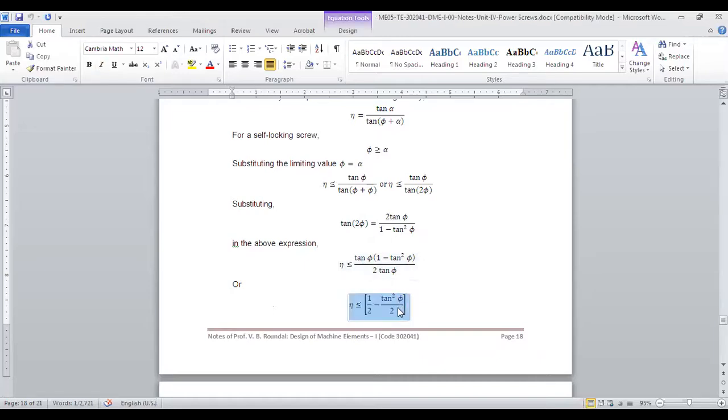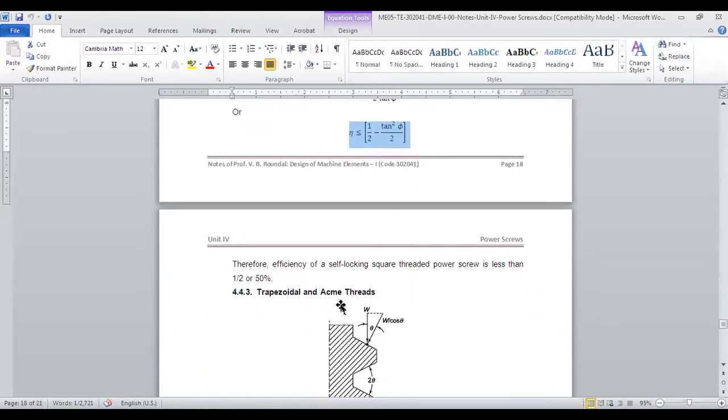This is a self-locking screw, meaning when phi is greater than or equal to alpha. So that time, efficiency is always less than or equal to half minus tan square phi upon 2. That means the efficiency of a self-locking screw is always less than half, because we are reducing half by something, and tan square phi cannot be negative. So the efficiency of a self-locking screw will always be less than half. This is how we can find out the efficiency of a self-locking screw.